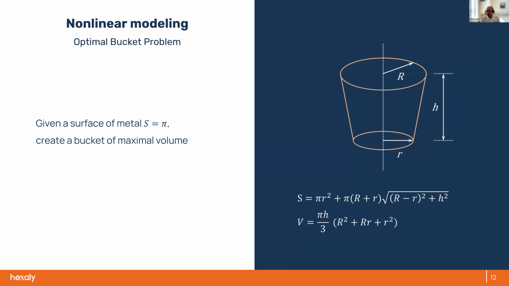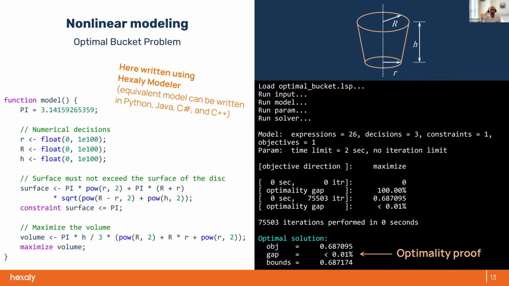I give you here the geometry of the bucket. So you can see here the three parameters to decide the small radius, the large radius, V8. You have the equations that link the volume, the surface to these three parameters, these three variables. And you want to write the optimization model to solve the problem. Okay, you can do that with Hexaly. Again, it's very small, simple example, but it's good to illustrate how it works.